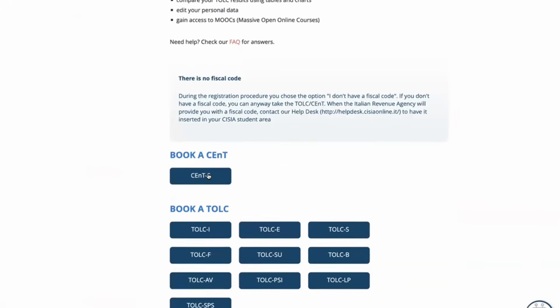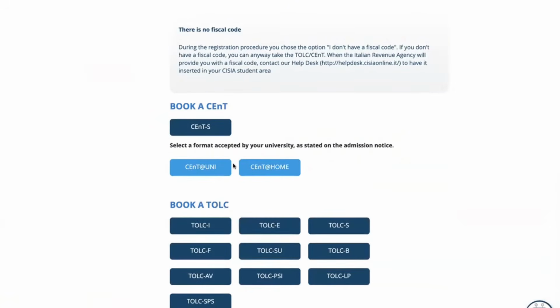Since I already have an account, I'll just sign in. And this is how it looks. From your personal account, you can book the test. For example, if you click here, you have the choice to book offline and online, right?